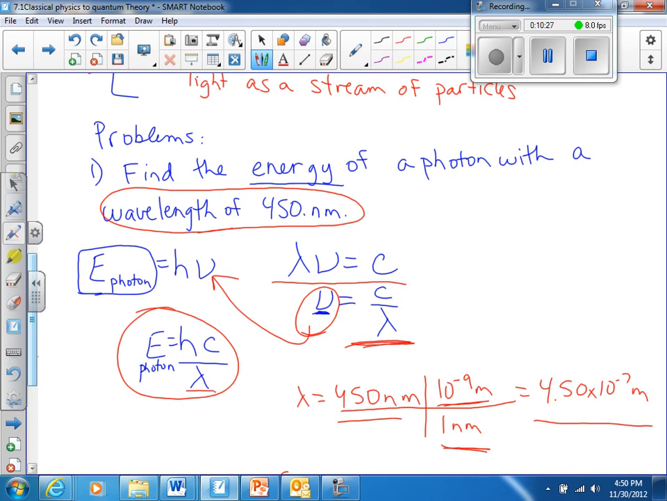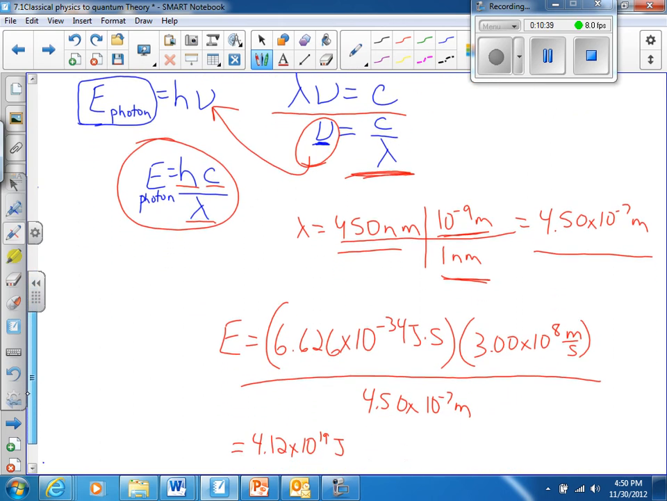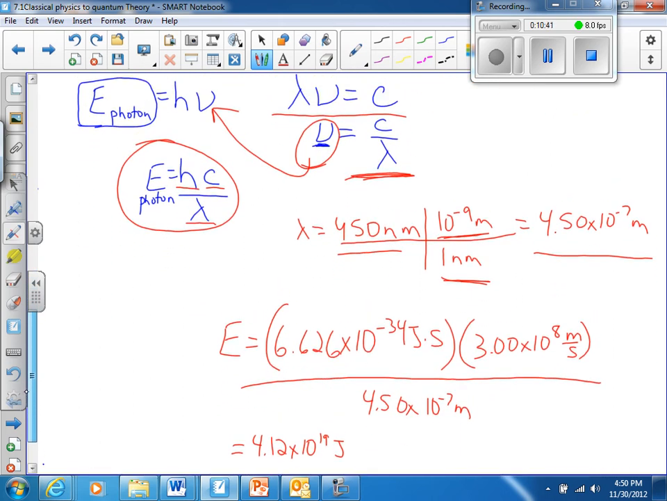I have lambda. I know h, it's Planck's constant, above. And I know the speed of light, c. If you want to plug this in, go ahead. Otherwise, I've got it solved out for you, so pause. See if you can do it. And here's my answer. There we go.